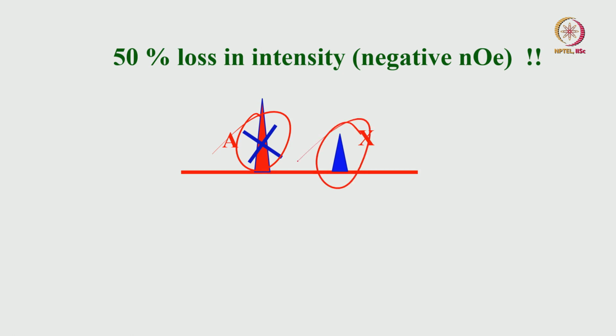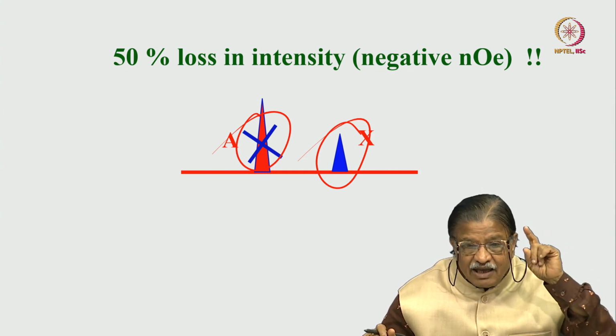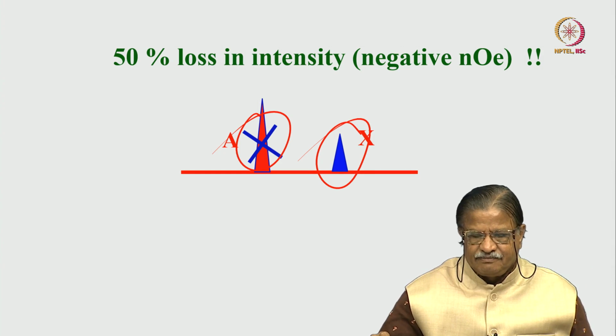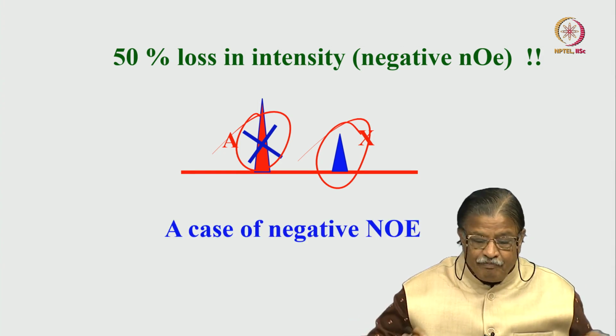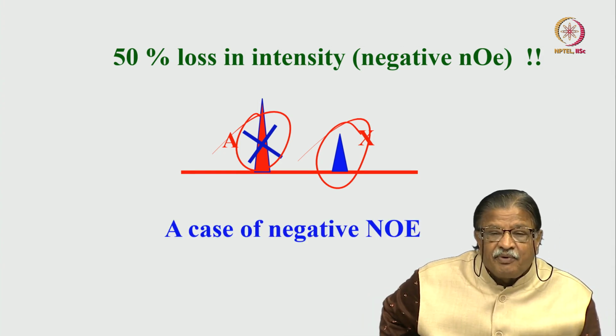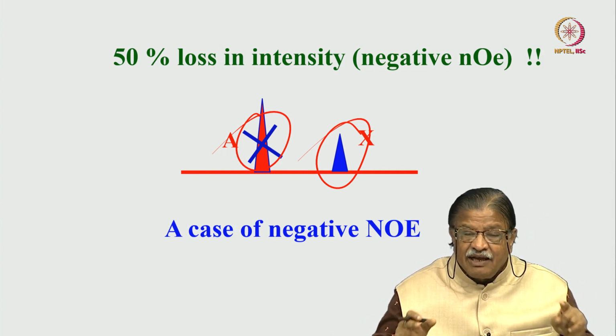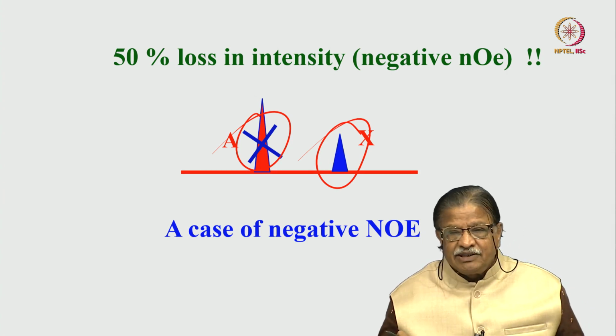There is a loss in the intensity. When the spins relax through the double quantum pathway, there is a 50% gain in the intensity. This is the difference. Okay. This is a case of negative NOE. Now you understand the relaxation pathway which is responsible for both positive and negative NOE.